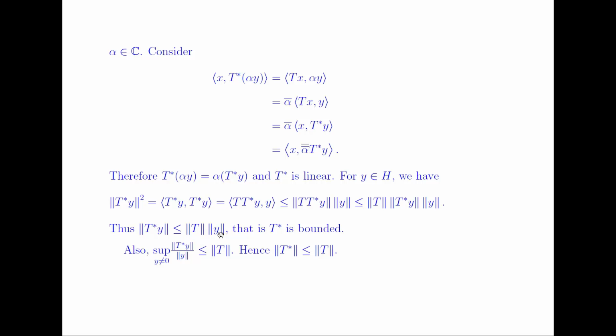So hence we found that T star is bounded. Also, if we take the supremum over norm y not equal to 0, we get the norm of T star y over the norm of y is less than or equal to the norm of T.